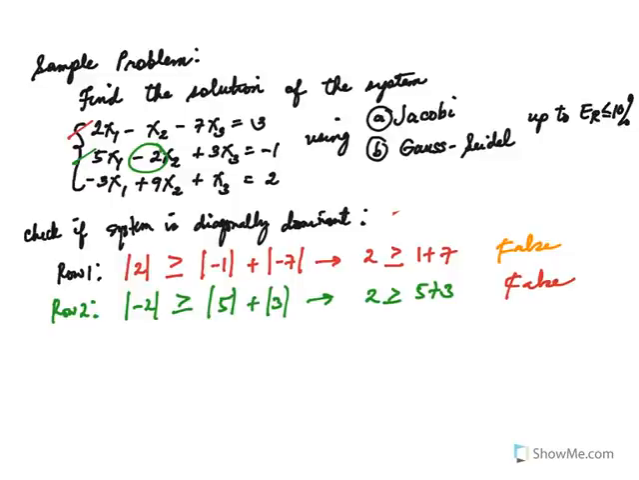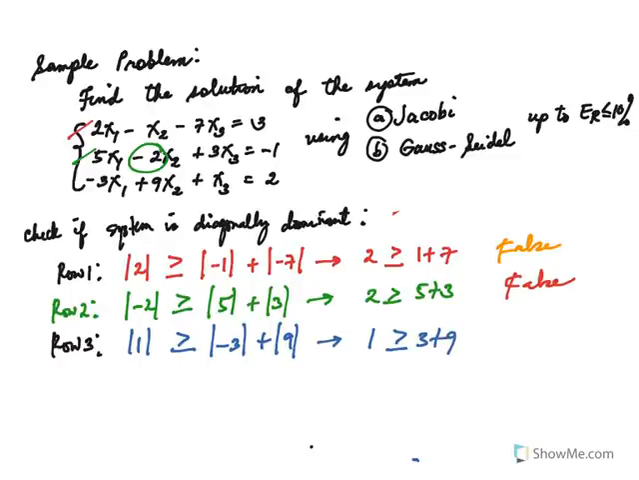And then for row 3, ang A33 natin ay 1. So absolute value of 1, is it greater than or equal to absolute value of negative 3 plus absolute value of 9? Okay, so this is 1 greater than or equal to 3 plus 9, which is again false because 1 is not greater than 12. So hindi niya satisfy yung row sum criterion.